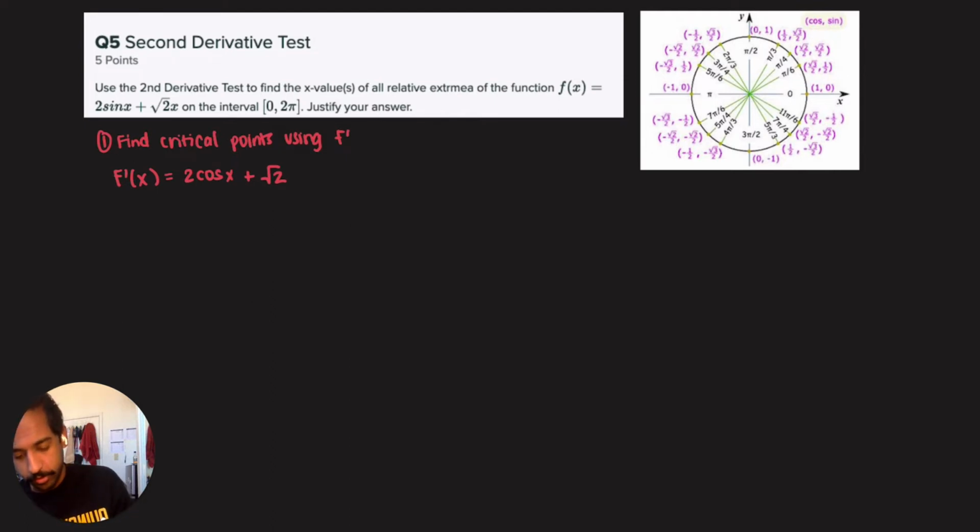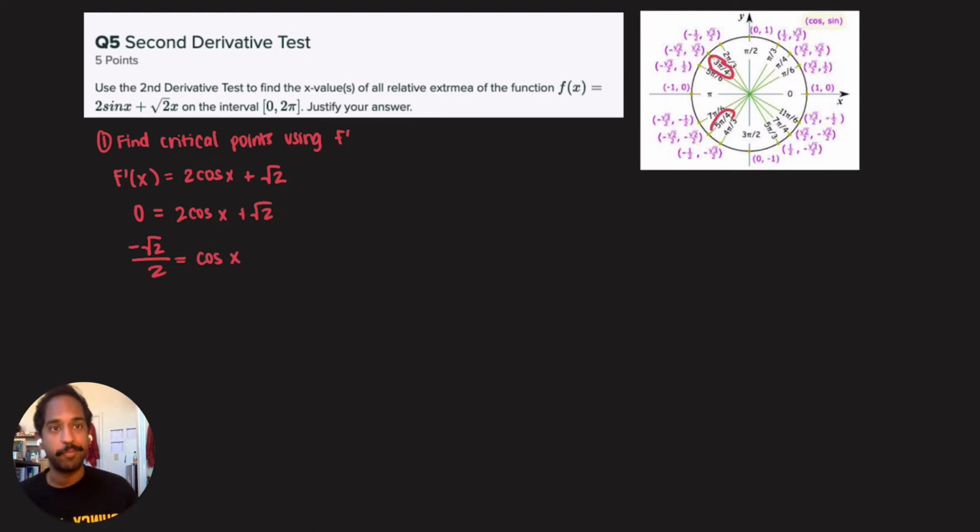Now we need to set this equal to 0 to find our critical points. I'm going to subtract root 2 on both sides, divide by 2, so I'm going to get negative root 2 over 2 equals cosine of x. Now, sooner or later you should have this unit circle memorized, but I have this here just in case. We know that cosine is always the x values on our unit circle, so we need to know where the x values are negative root 2 over 2. And that happens in two locations between 0 and 2 pi. It happens at 3 pi over 4 and 5 pi over 4 on our unit circle. And so that tells me that x equals 3 pi over 4 or x equals 5 pi over 4.